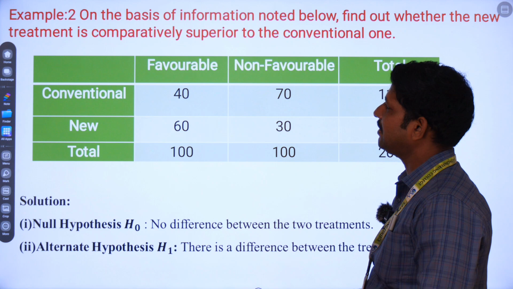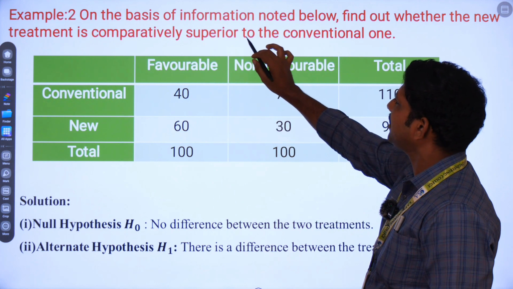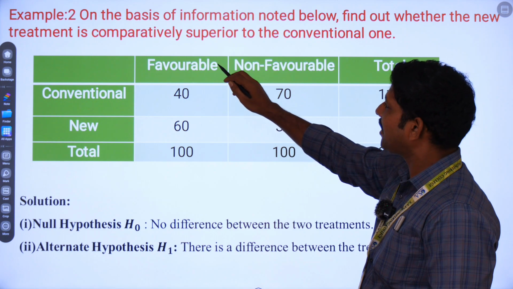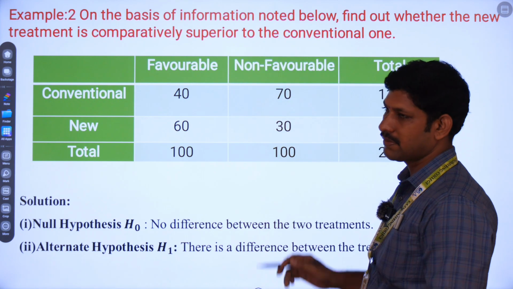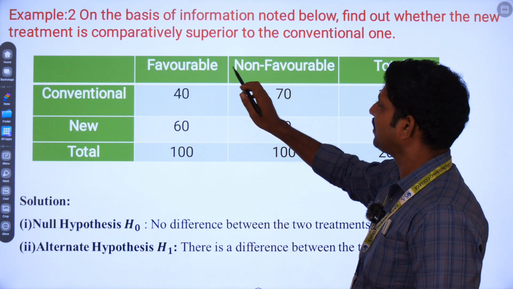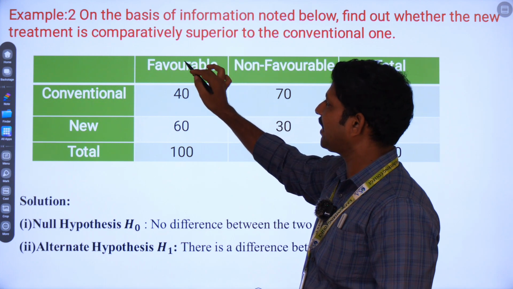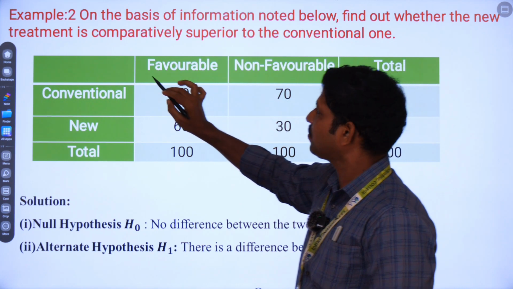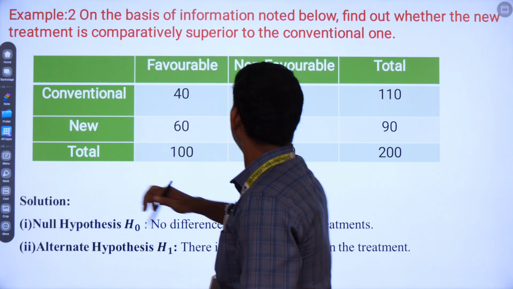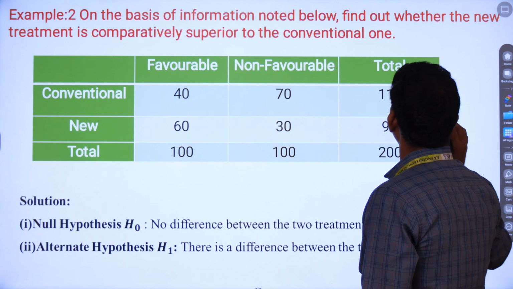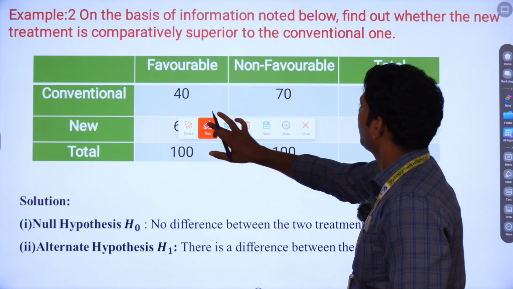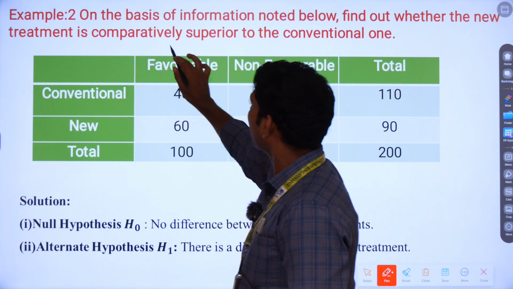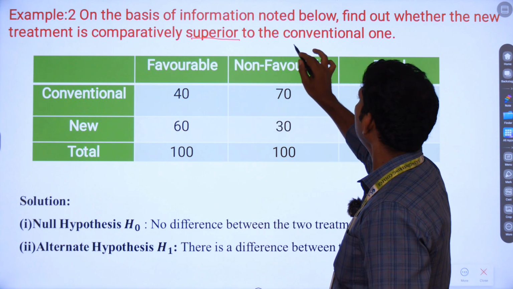Now we can go to the next example. On the basis of the information noted below, find out whether the new treatment is comparatively superior to the conventional one. Before solving the problem, we need to identify whether it's a chi-square test or not. Clearly we can identify two attributes. One attribute is treatment, which is new versus conventional.